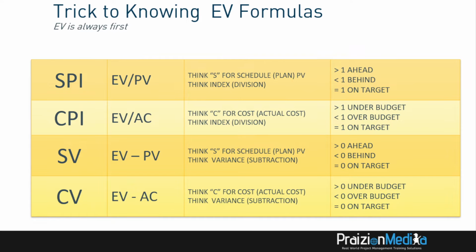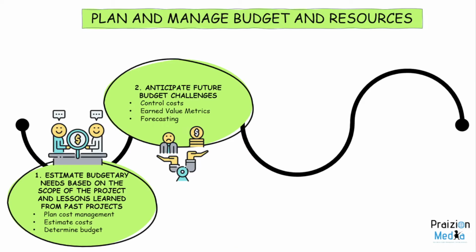At a high level, understand what a negative variance means, what a positive variance means. Understand from the index perspective, greater than 1, less than 1, equal to 1. Okay? We'll talk about this a little bit more today, but let's jump back into the summary.